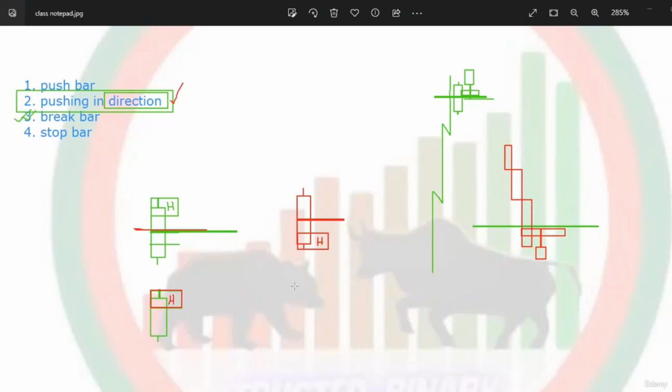And when the candle is this one, with upper rejection and lower rejection in this part, the power of control is in the buyers' hands. So that is also a stop bar.